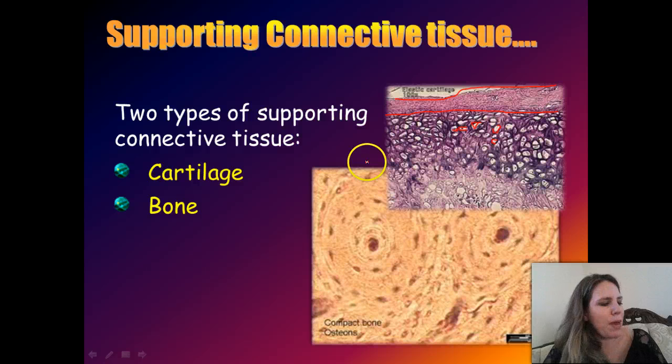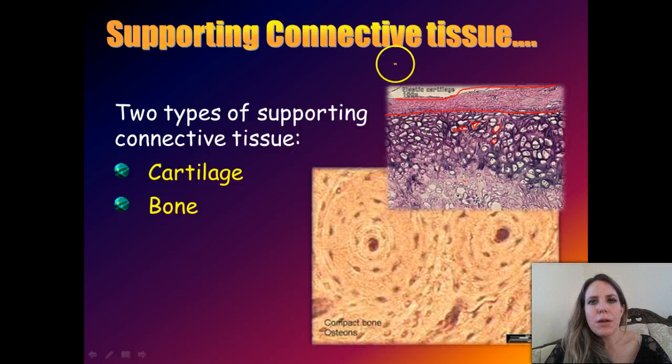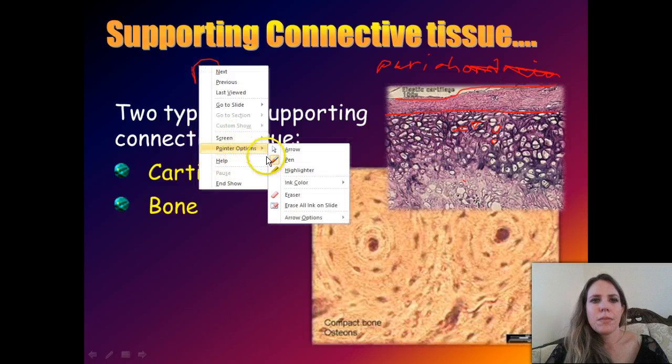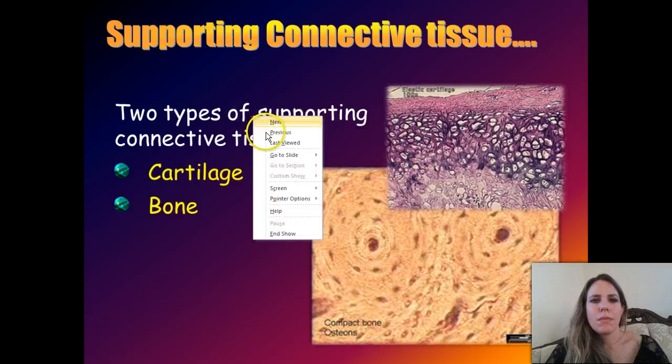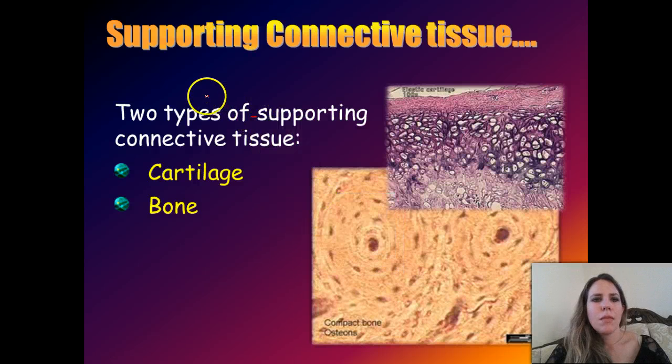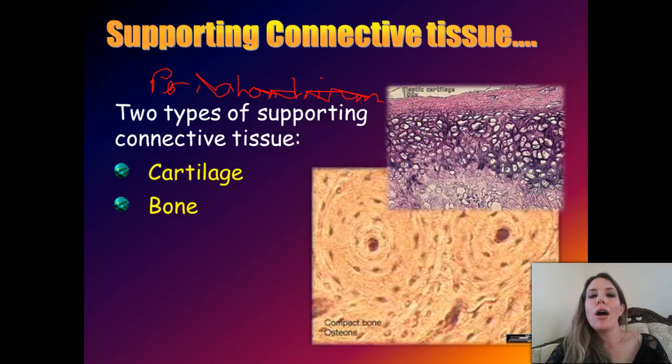And let me see if I can grab my pen here, and I will write that. I will write up here, perichondrium. That looks really horrible. Okay, so let's see if I can write that here. Perichondrium, C-H-O-N-D-R-I-U-M. Wow, that's really bad. P-E-R-I-C-H-O-N-D-R-I-U-M. That's perichondrium. So that is what we see on the outside here.